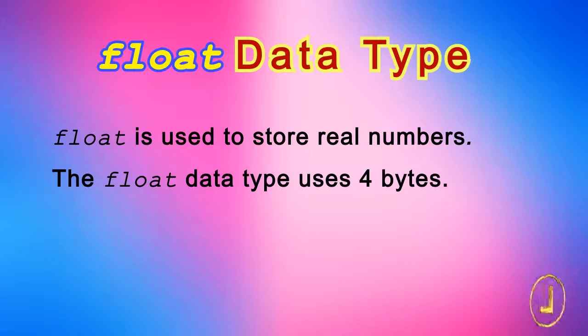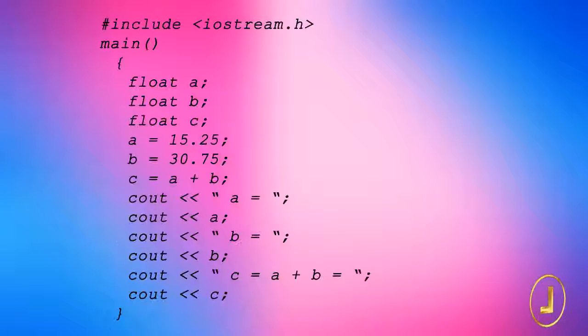To store real numbers, the float data type is used. The float data type uses 4 bytes to store a real number. Here is a program that uses the float data type.